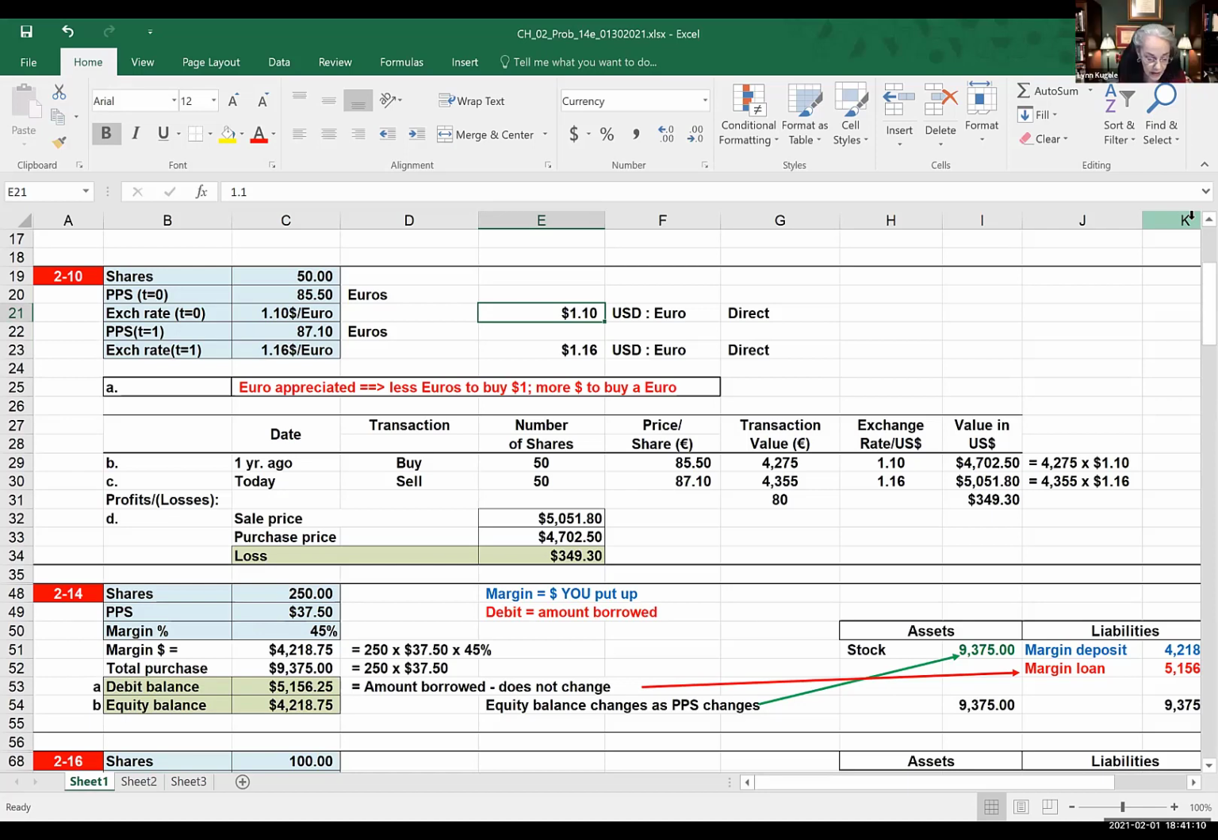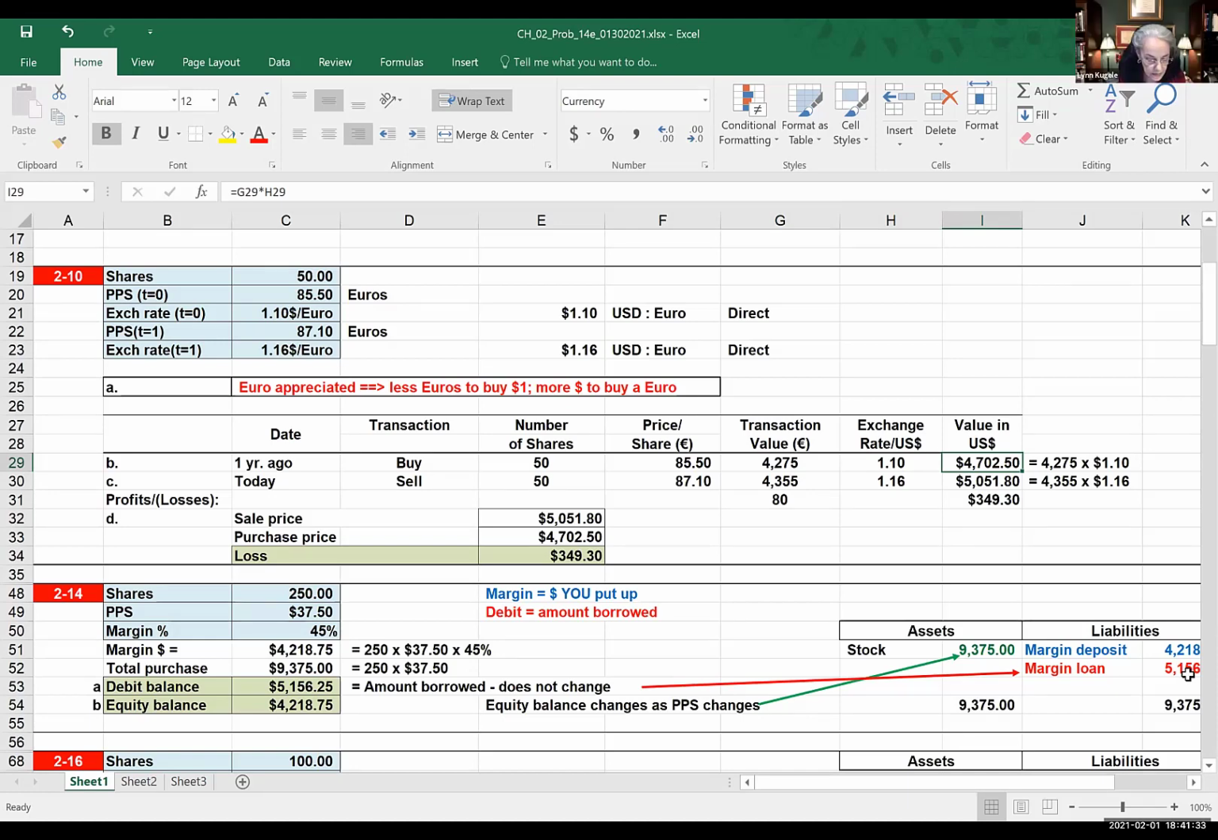How much in US dollars did Erin pay for 50 shares of her BMW when she purchased them a year ago? She bought 50 shares. That's in euros. The transaction value is that times the exchange rate, and that's how she got it.